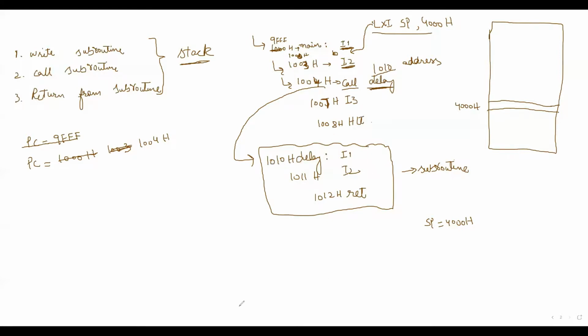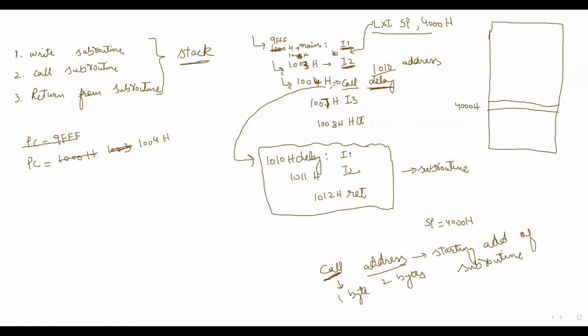So call instruction is actually like this: call and then address. Address is of how many bytes? 2 bytes. So basically this is the starting address of subroutine. Okay, starting address of subroutine. So it is 2 bytes and this is 1 byte. So it is a 3-byte instruction.